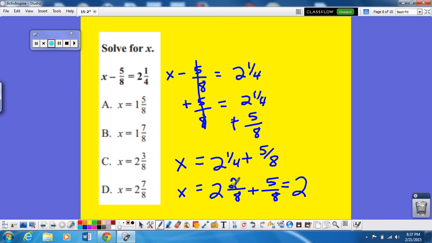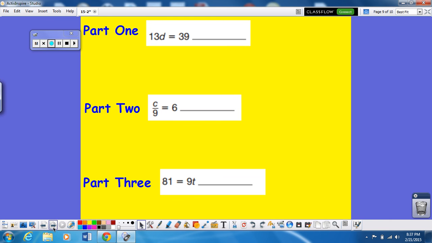Bring my whole number over. 2 plus 5 is 7. Denominator stays the same. So x minus 5 eighths equals 2 and 1/4. X's value is D, 2 and 7 eighths. And I know that one was really going back to adding and subtracting from what we did yesterday.